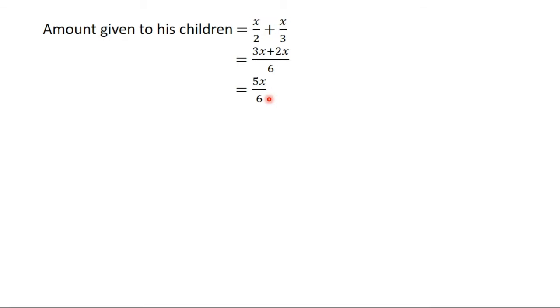If you watch the video on algebra, addition of algebra, you will see that 3x plus 2x is the same as 5x, since we are going to add the coefficients. So we add 3 to 2, we are getting 5. Then you pick one of the variables since they are like, so you pick x. So you are going to have 5x all over 6. So you can see from here that we now have the amount of money he gave to his children.